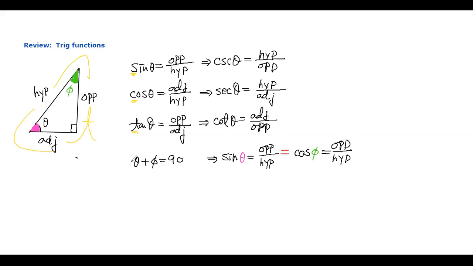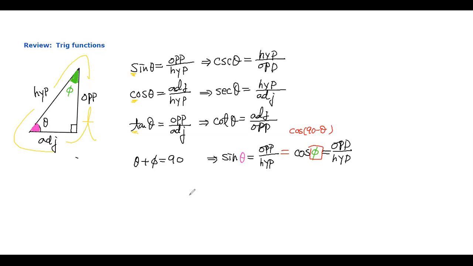If these two angles add up to 90 degrees, then the sine theta will be equal to, if you rewrite this phi, the cosine of 90 degrees minus theta. As long as they add up to 90 degrees, the sine is of one angle and the cosine is of the other angle.